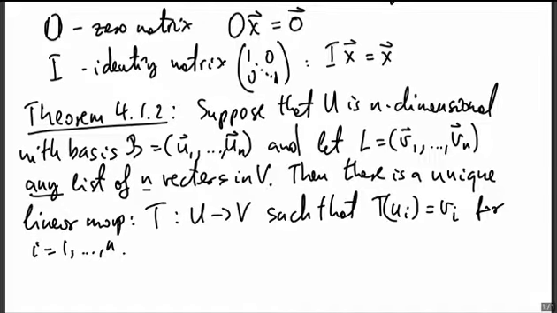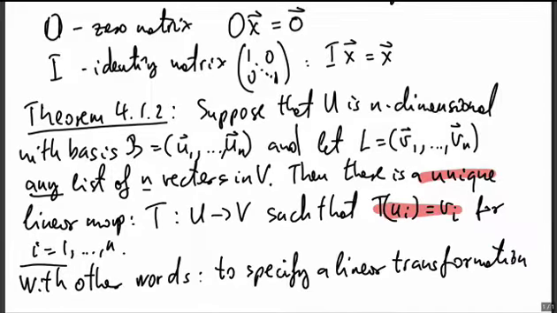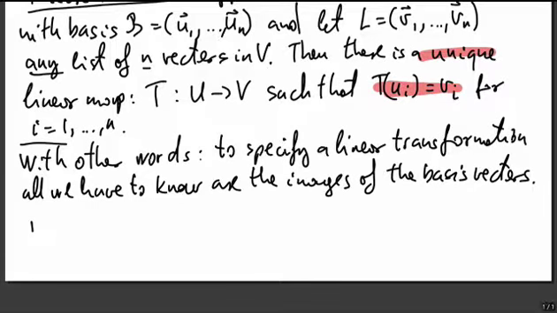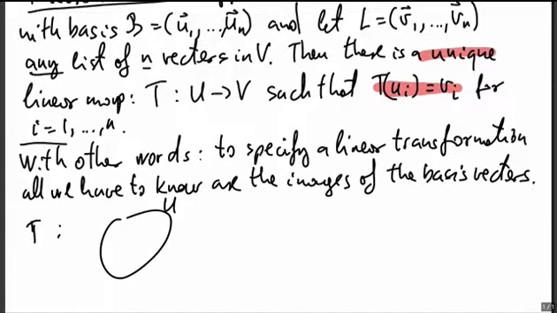So what this theorem says, the uniqueness is important, of course, and what's important is that all you have to know is what you have as an image for the basis vectors. In other words, to specify a linear transformation, all we have to know are the images of the basis vectors. Typically, when you have a transformation going between vector spaces, there are infinitely many elements in both vector spaces, unless it's the trivial zero vector space. But if you have finite dimensional vector spaces, although they have infinitely many elements, we have a finite basis.